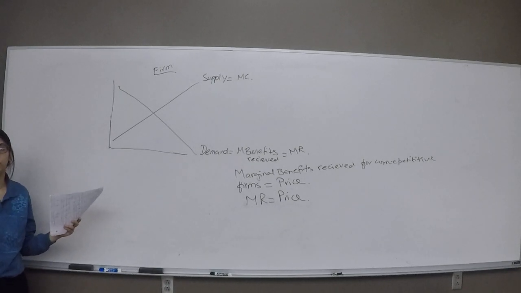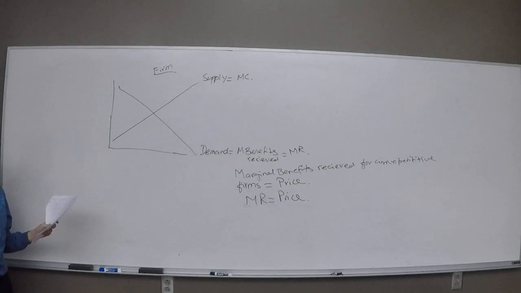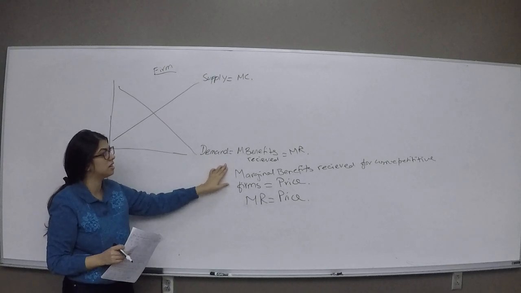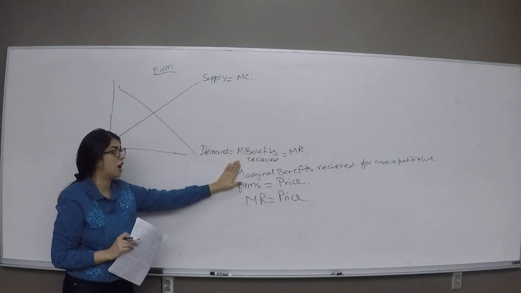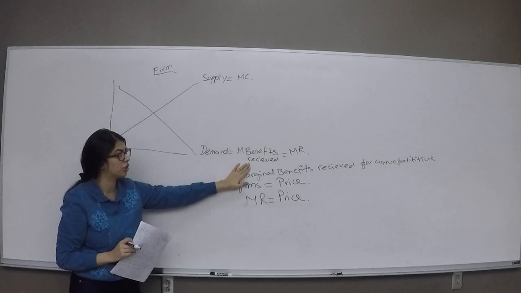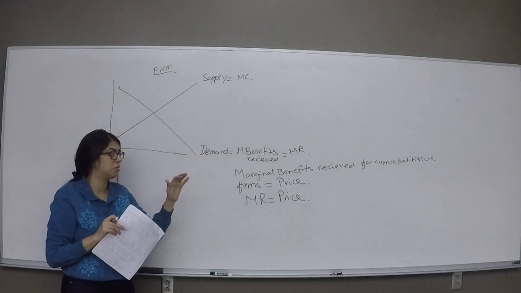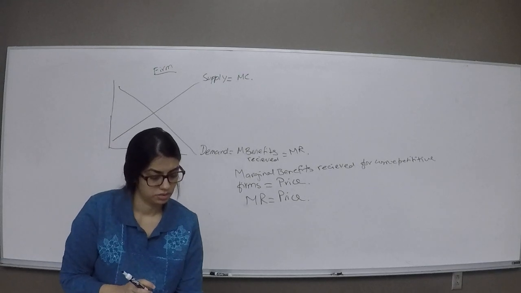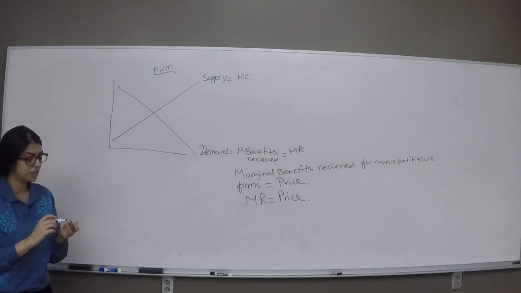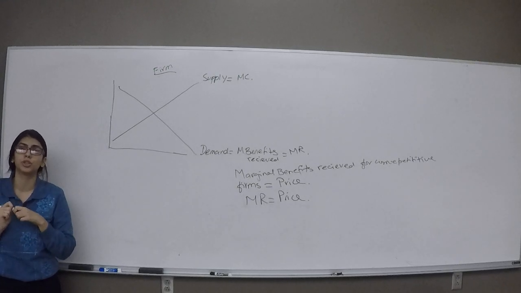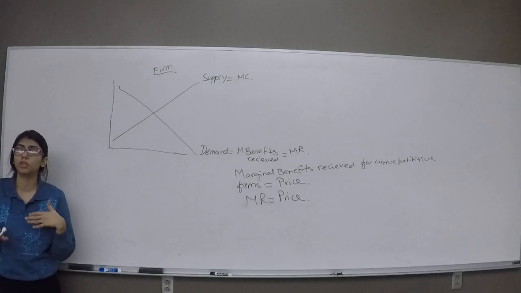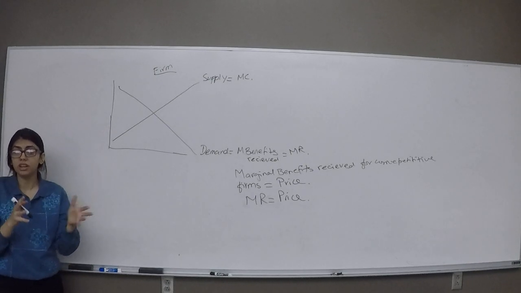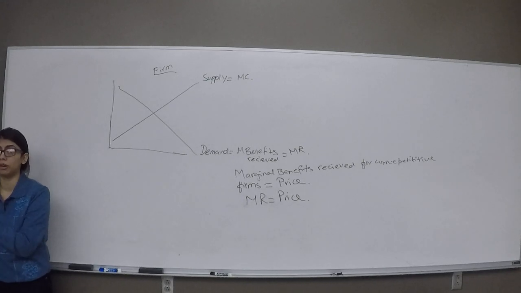Supply is equal to marginal cost. It was, it is, same thing. This hasn't changed either. The only thing is, before we said demand is same as marginal benefits received. Now we're saying that demand is same as marginal revenue received, which is pretty much the same thing. We're saying this because we're talking about firms now. Before we were talking about individuals. Now we're talking about a competitive market, and within a competitive market, a specific firm.